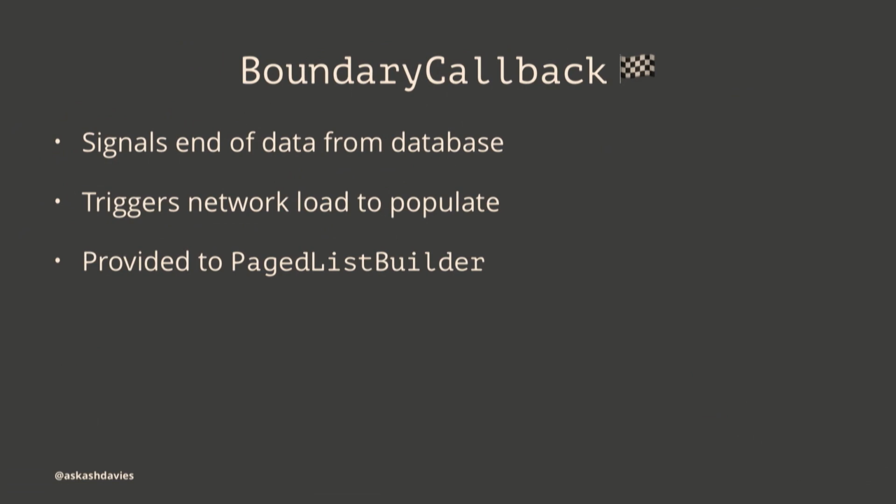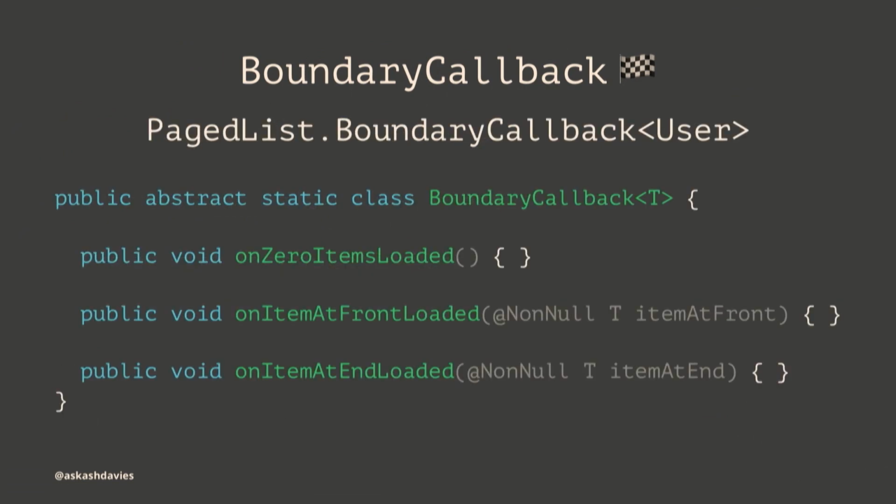The implementation looks a little bit similar to this. This is just the interface itself. On zero items loaded, it's called when zero items are returned from the initial load. On item front loaded, when items have been loaded within the prefetch distance, and on item end loaded, it's the same, but obviously at the end.